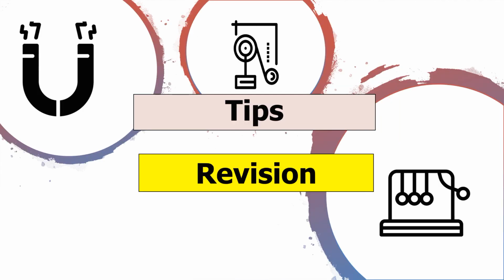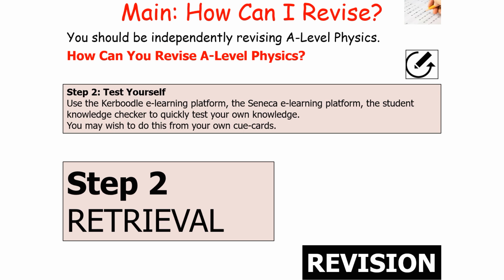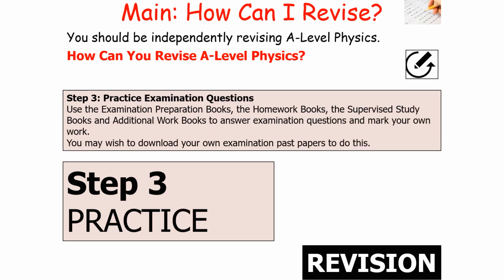So how can you revise for AQA A-Level Physics and the astrophysics option? Firstly, learn the key facts. Use the revision guides, workbooks, prep notes and textbook to learn the key ideas of the course, and you may wish to make mind maps or write out notes yourself. Second step is to test yourself. Use Caboodle, Seneca, student knowledge checkers to test your own understanding, and you may wish to do this from your own cue cards. Then finally, practice examination style questions.